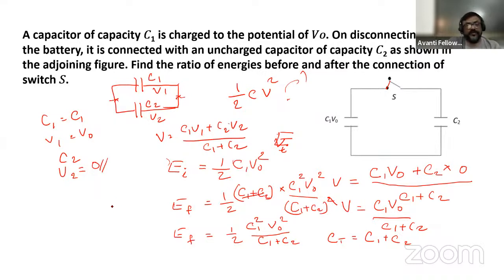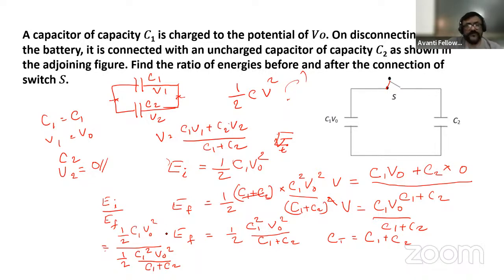Now we can find the ratio of EI, whatever it may be. What was asked: find the ratio of the energies before and after the connection. So EI divided by EF is equal to what? EI is half C1 V0 square, divided by half C1 square V0 square, the whole divided by C1 plus C2.